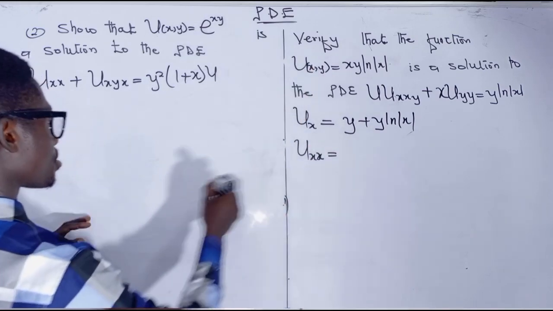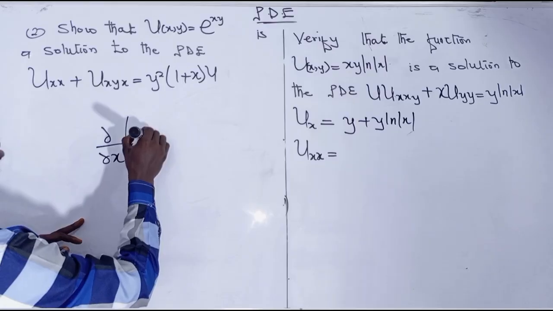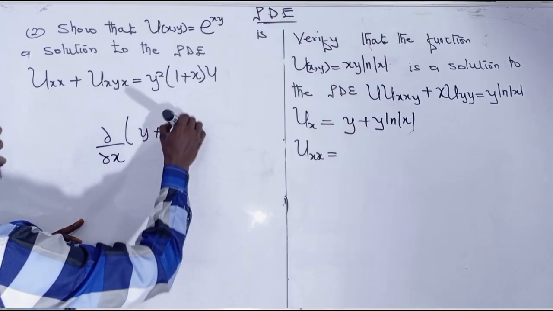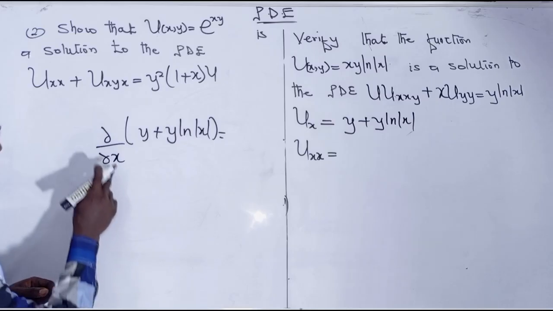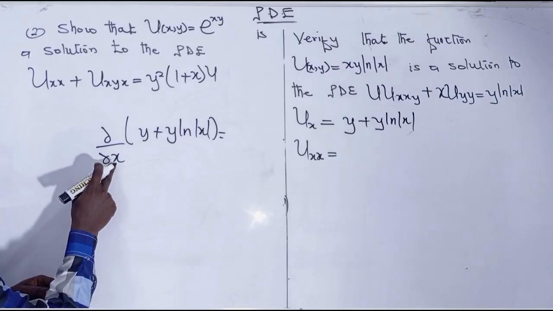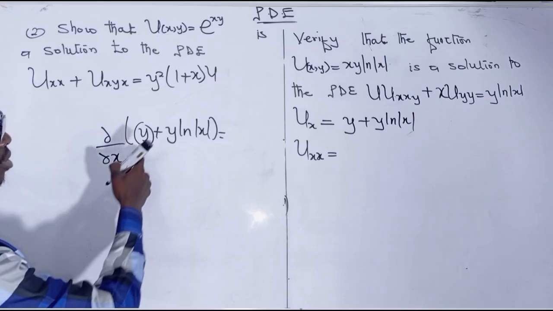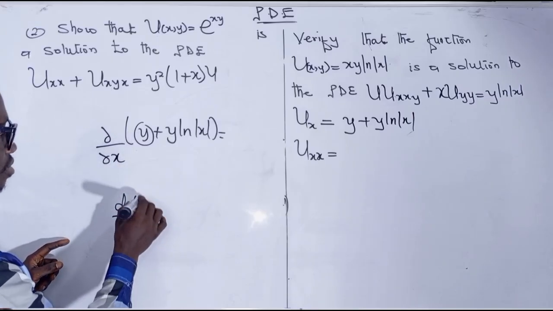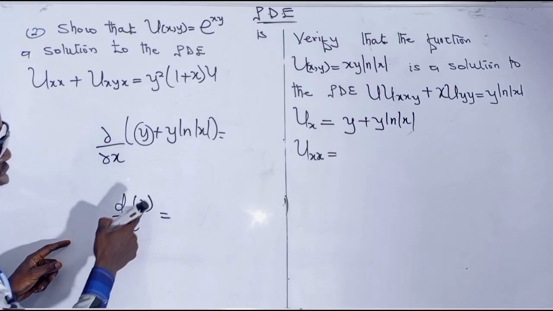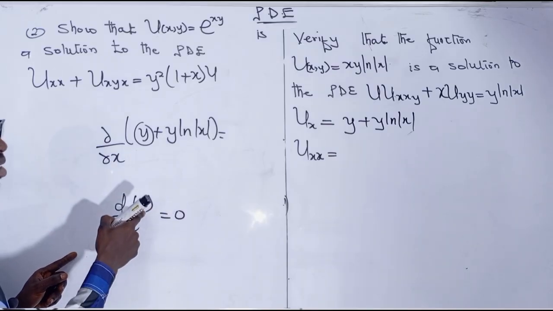So we have this del x of this function y plus y ln x. Since we are differentiating with respect to x, y here becomes a constant. And whenever we differentiate a constant, what do you get? We are going to have dx of the constant 2. When we differentiate 2, we get 0. We are differentiating 2 with respect to x, so we are going to get 0.